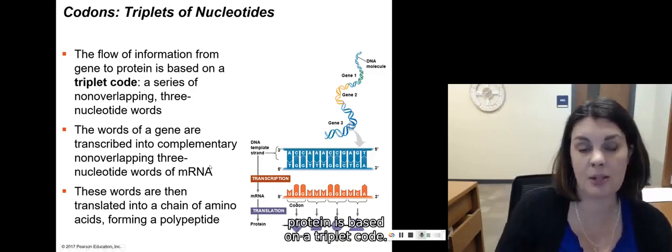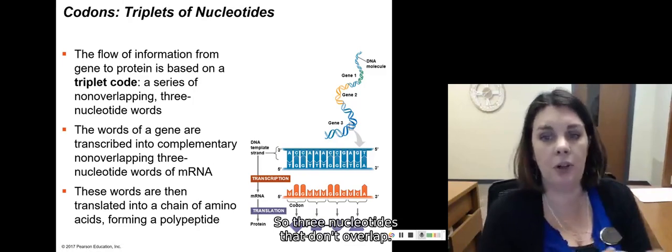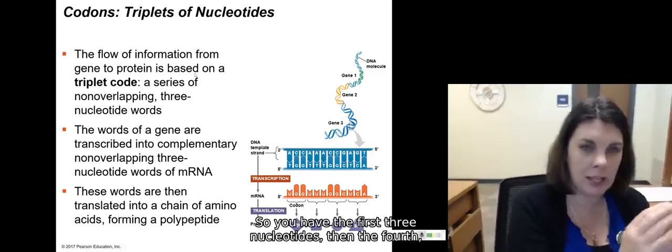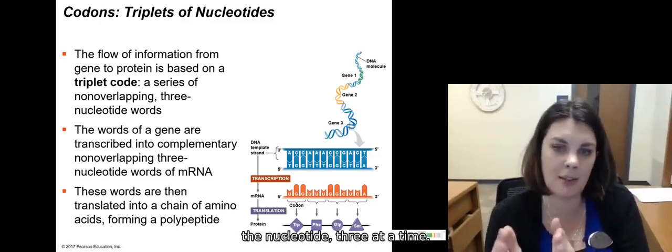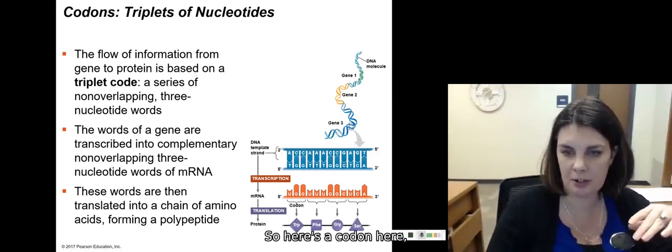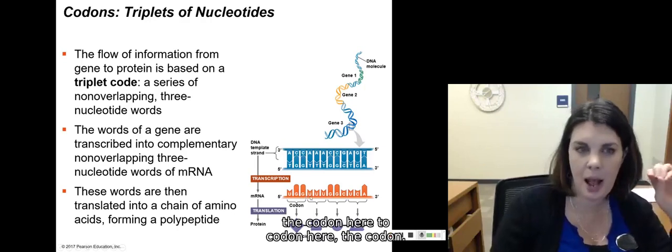The flow of information from gene to protein is based on a triplet code. So 3 nucleotides that don't overlap. You have the first 3 nucleotides, then the 4th, 5th, and 6th nucleotide, then the 7th, 8th, and 9th nucleotide, 3 at a time. So here's a codon, here's a codon, here's a codon, here's a codon.